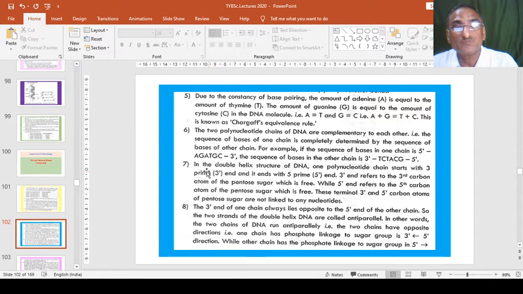In this way the chain is reverse here, and therefore the opposite chains are there on the DNA strand. In the double helix structure of DNA, one polynucleotide chain starts with the 3 prime end and ends with the 5 prime end. So 3 prime and 5 prime are the two ends of the strand. The 3 prime end refers to the third carbon atom of the pentose sugar, which is free, while the 5 prime end refers to the fifth carbon atom of the pentose sugar, which is free.